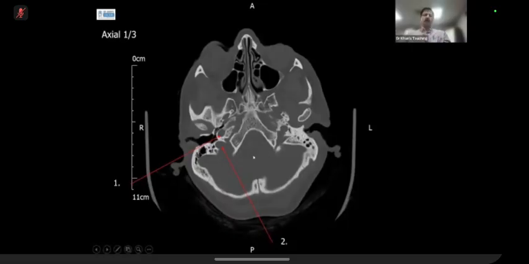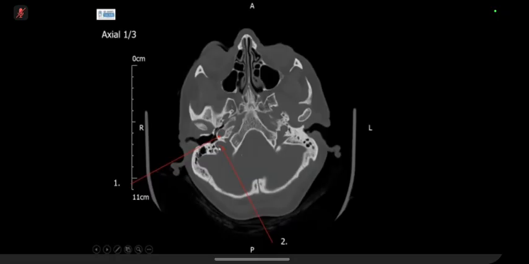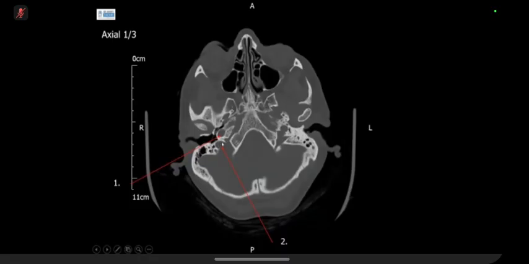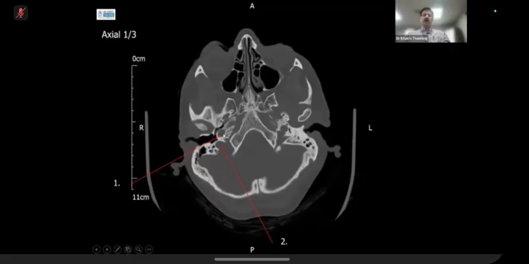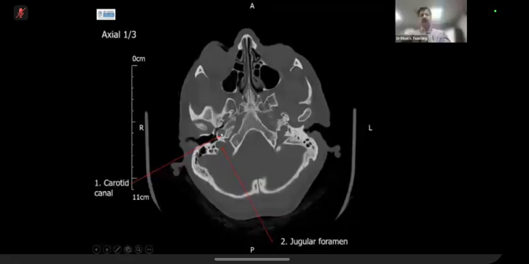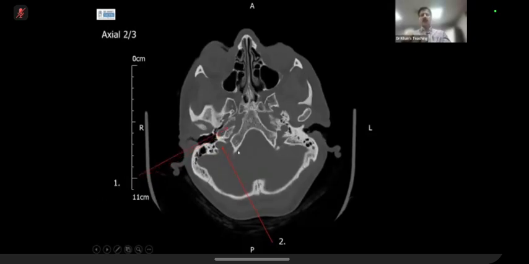Okay, so candidate 1, anatomy question. What is this? Which foramen is this? That's the jugular foramen. And what is this? And that's the anterior to jugular, that's the carotid canal. Excellent, well done. Yes, continues medially as well. Yeah, so this is the carotid canal and this is the jugular foramen.